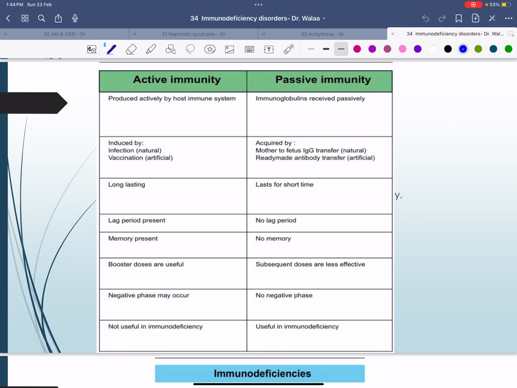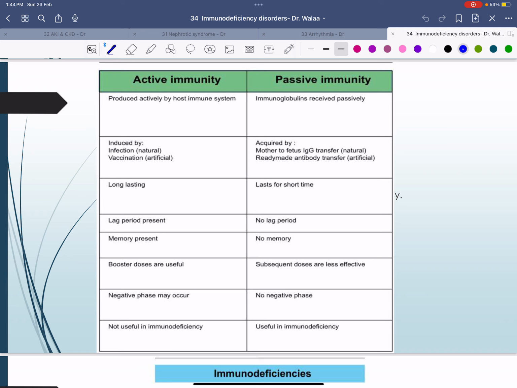For example, we give MMR in booster doses, right? We give a booster dose of measles vaccine, right? Because we need to potentiate our immune response to that specific antigen and keep the immune response at a steady state, okay? We don't want our immune response to slow down or fade away. In passive immunity, we don't need booster doses, okay?